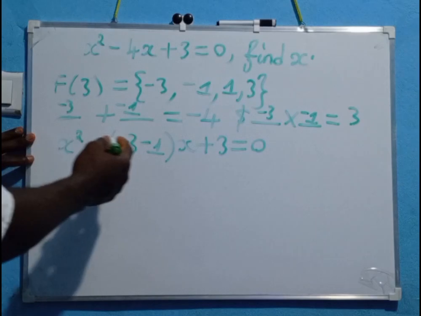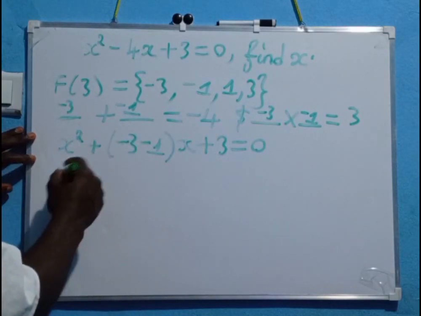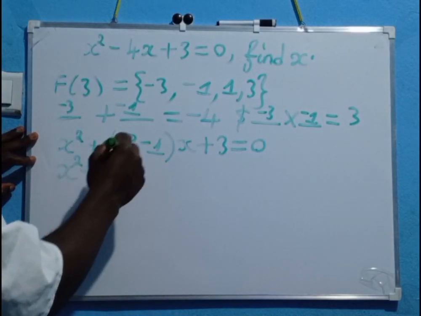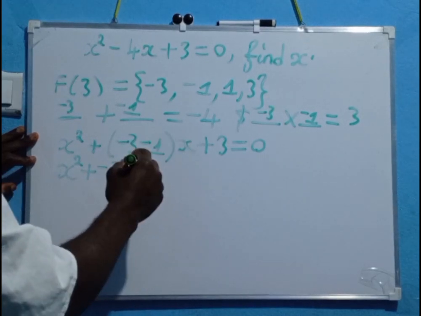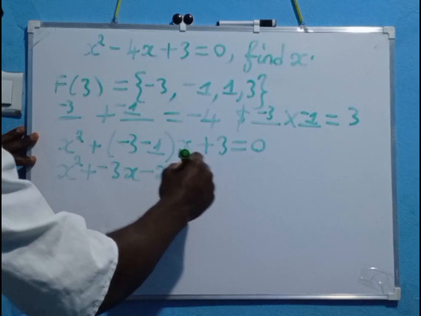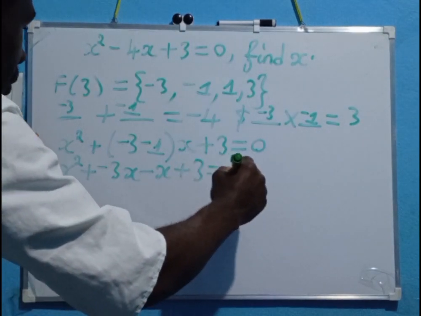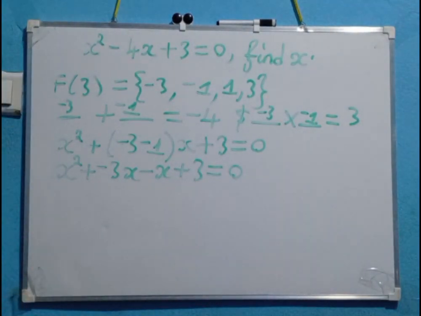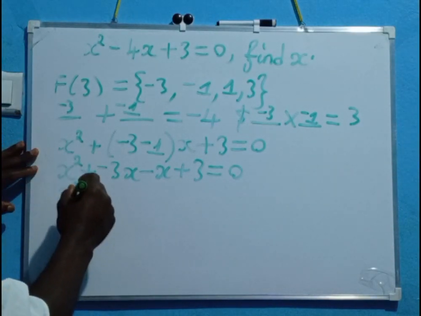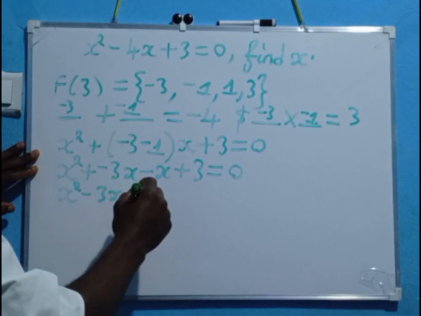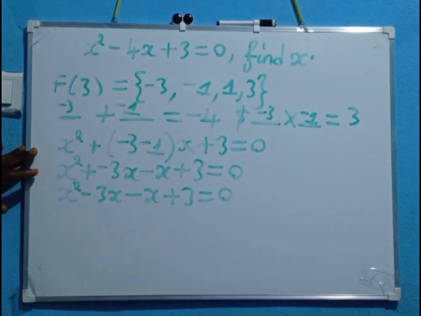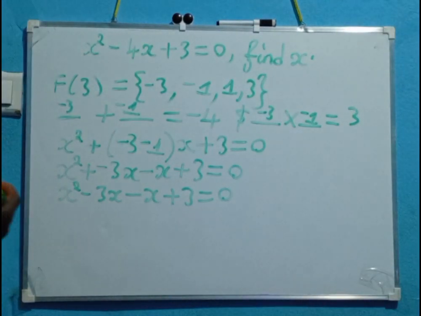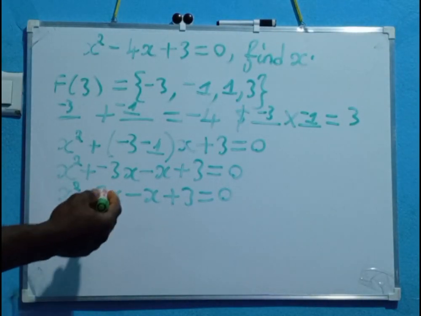The next step, we are going to expand this bracket. So this will give us x squared plus negative 3 times x gives us negative 3x. Negative 1 times x gives us negative x plus 3 is equal to 0. Next, we know positive, negative will stay. This will give us x squared minus 3x minus x plus 3 is equal to 0. Next, we are going to group the terms in pair.